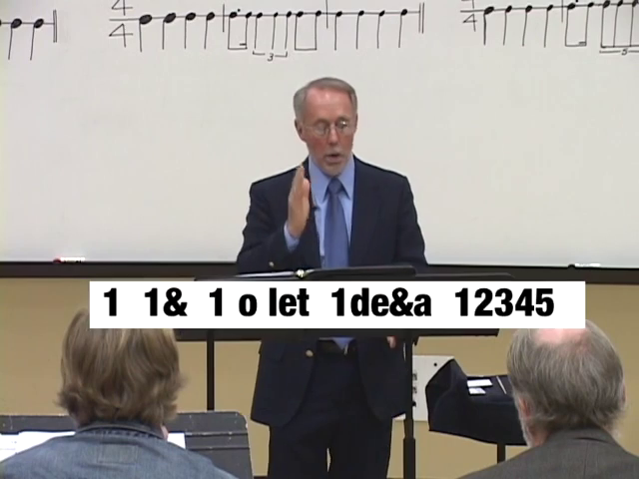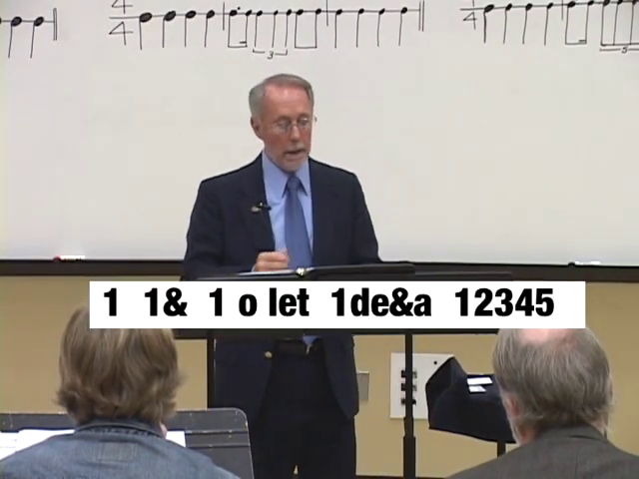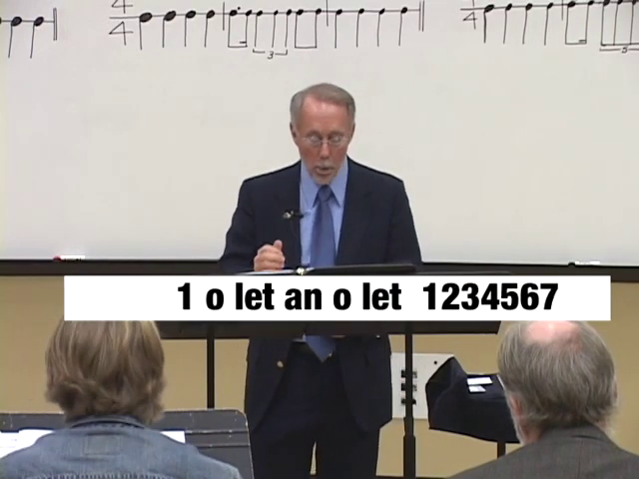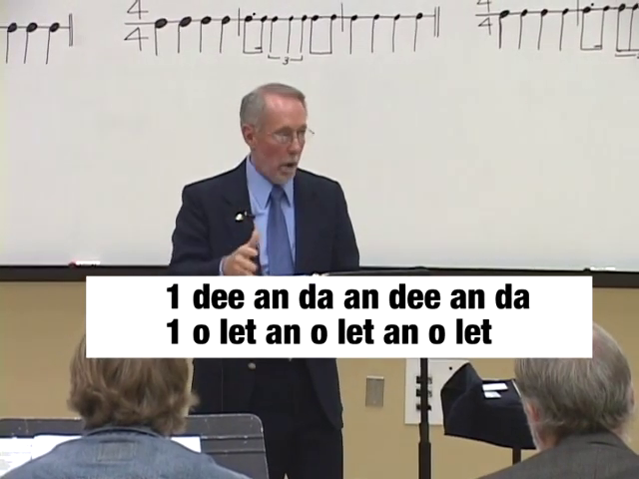At the moment, I'm going to leave off the positions, meaning the place that it would fall in a 9/4 measure. So I'm not going to count to 9. I'm just going to do the duration. So I'm going to do the count being 1 each time. It would be 1, 1 and, 1 O let, 1 D and, 1, 2, 3, 4, 5, 1 O let and O let, 1, 2, 3, 4, 5, 6, 7, 1 D and, 1 O let and O let and O let 1.